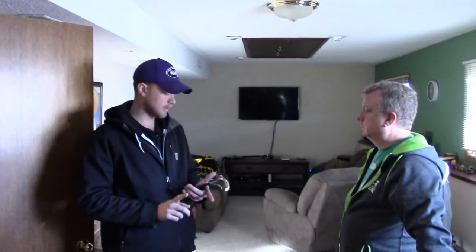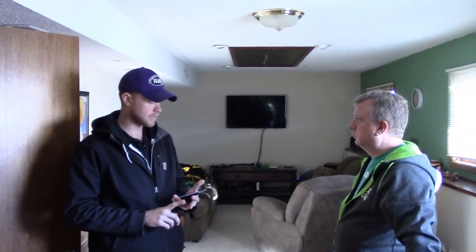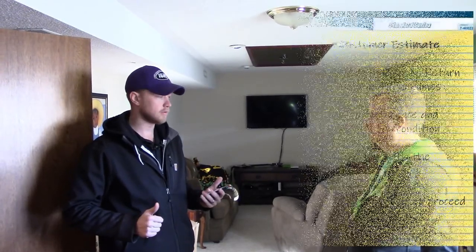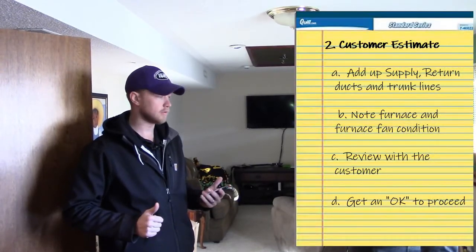So we got 10 vents, you got 16 additional vents, so we have a total of 26 vents. We have 2 additional trunk lines that we price at $69 a piece. So for everything for a standard cleaning today, we'd be at $495.99 after tax. Cool. Does that sound like it'd be something we could do? Sure. All right. So remember, to prepare the customer's estimate, add up supply, return duct, trunk lines. Note furnace and furnace fan condition, review the quote with the customer, get an okay to proceed.